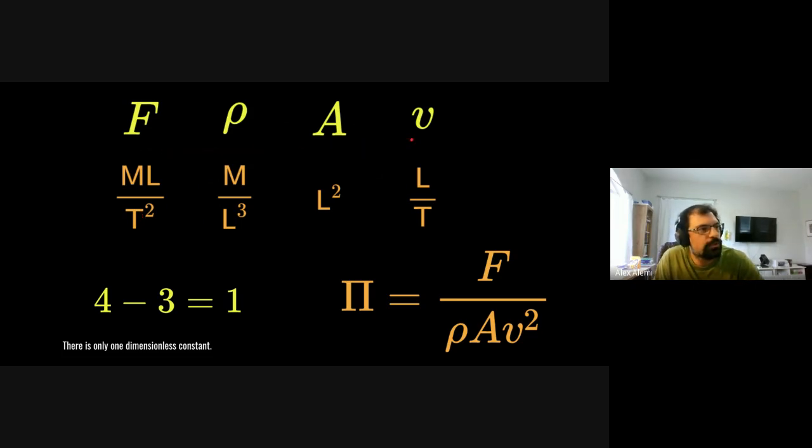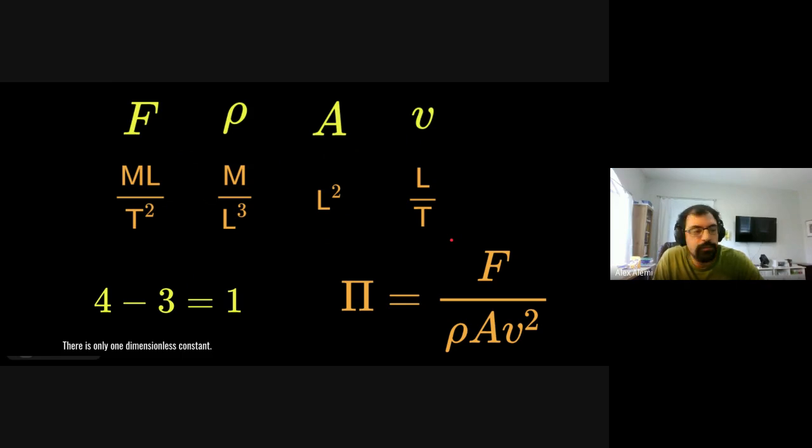So four physical quantities in three independent dimensions: mass, length, and time. Buckingham pi tells us that 4 minus 3 is 1. There can only be one independent dimensionless combination of these four variables that we can form.